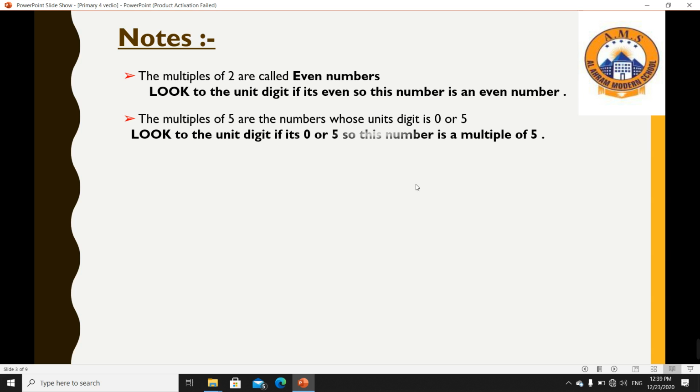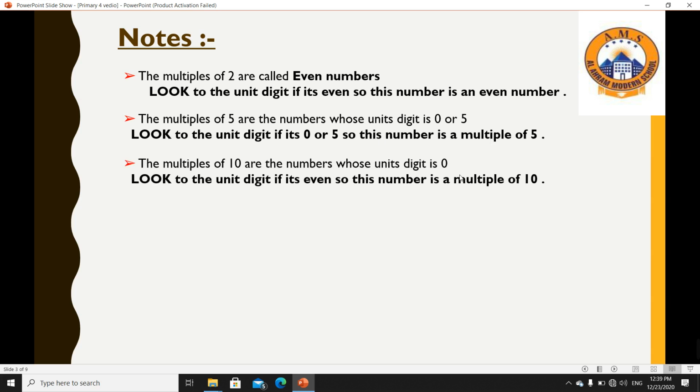What about the multiples of 5? To check the table, you will find in table 5 always the unit digit is 0 or 5. So any number, if its unit digit is 0 or 5, that means that it's a multiple of number 5. What about 10? Table 10: 0, 10, 20, 30, 40, 50, 60, 70, 80, and so on. So this means that any number whose unit digit is 0 is a multiple of number 10.